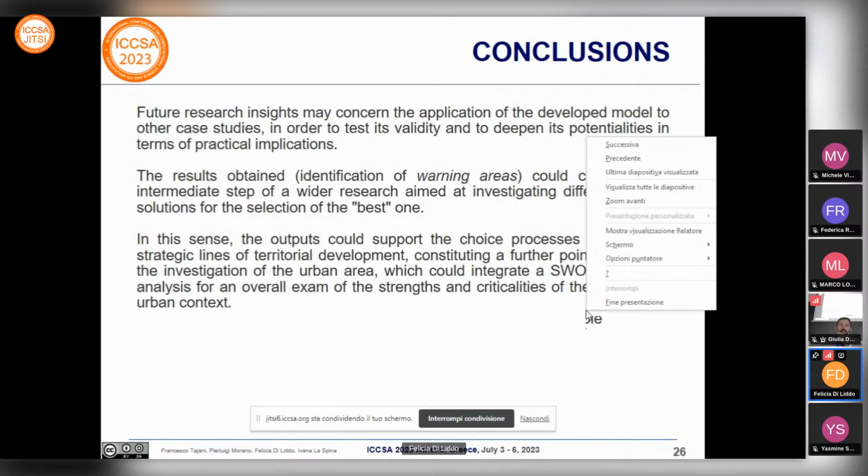In this sense, the results could support the choice processes for strategic lines of territorial development, representing a point of view for the investigation of the urban area, which could integrate a SWOT analysis or a context analysis for a general exam of the strengths and critical issues of the considered urban context.